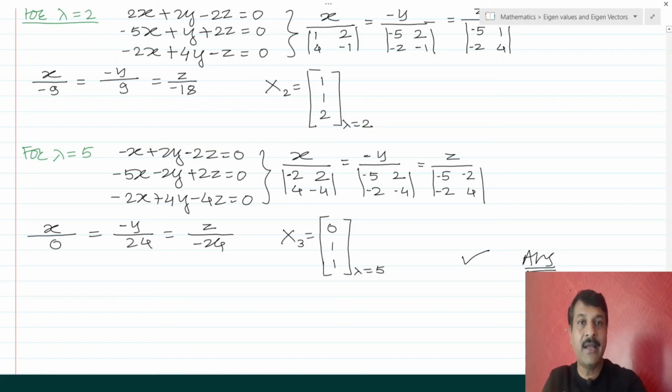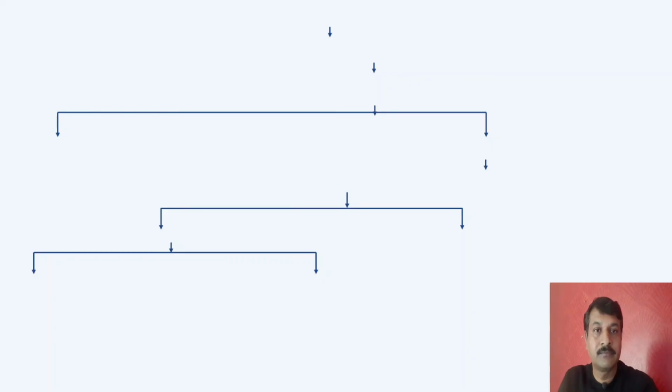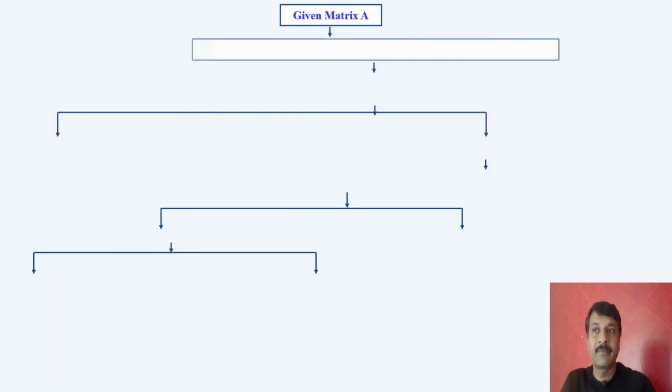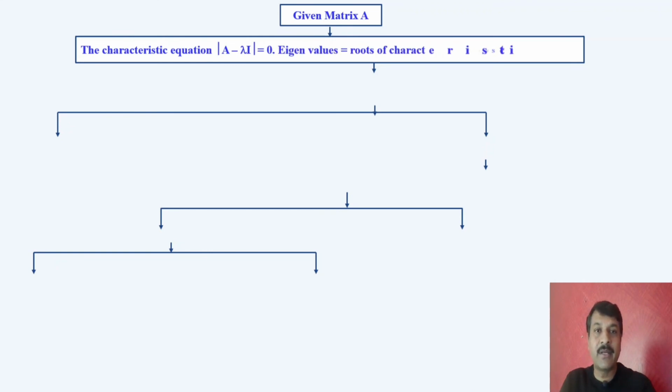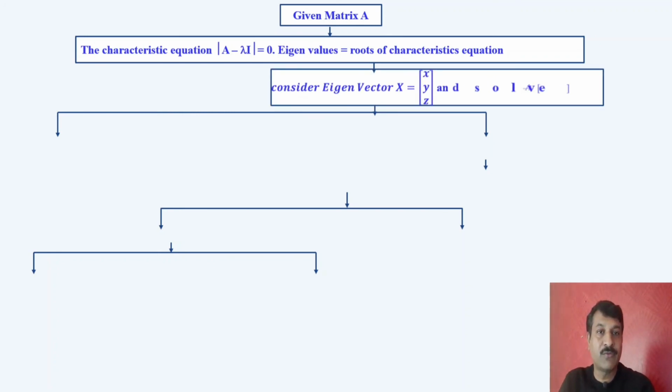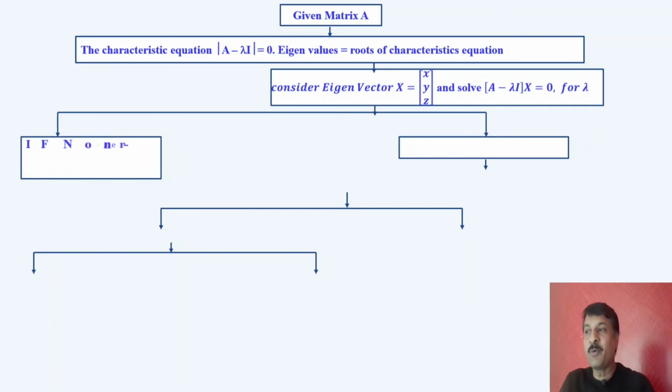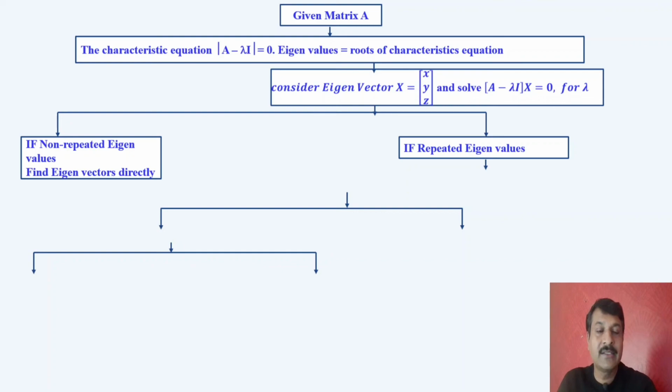So I repeat it in a very simple way. You can see now this method: given a matrix A, write the characteristic equation, determinant of A minus lambda I equal to 0. Find the roots of this polynomial equation or characteristic equation, which are the eigenvalues of that matrix A. Corresponding to each eigenvalue, now we have to find the eigenvector. You consider that eigenvector x equal to (x, y, z) and solve the matrix A minus lambda I into x equal to 0 for each lambda. There are two possibilities, that is, the eigenvalues are repeated or non-repeated. If non-repeated eigenvalues, find the eigenvector directly. So in our case, these eigenvalues are non-repeated. So in the next video, we will see if eigenvalues are repeated, and when symmetric, unsymmetric.